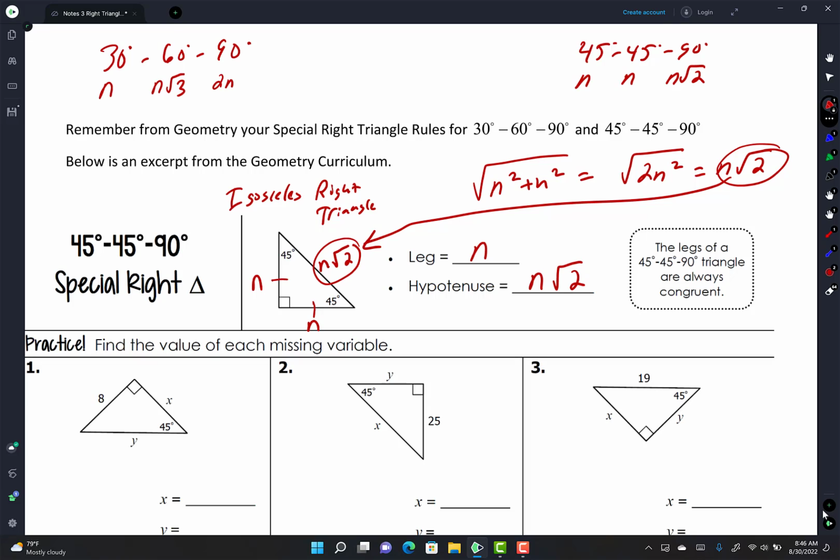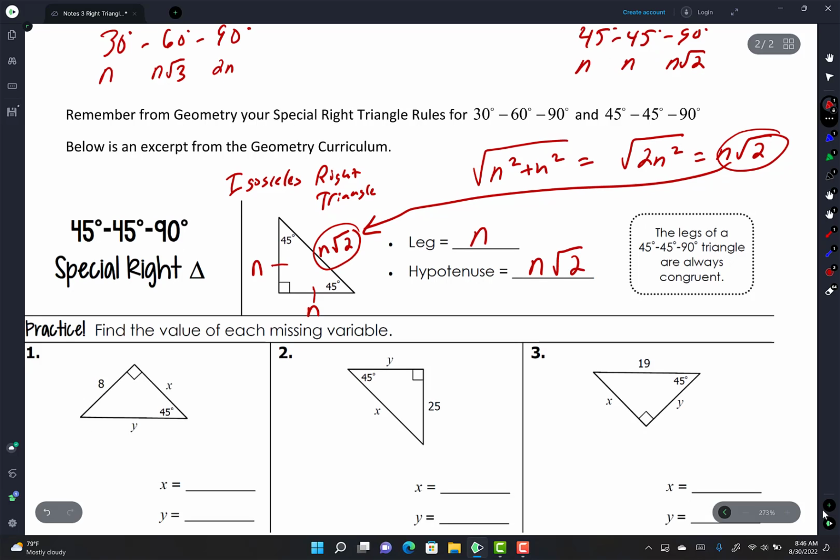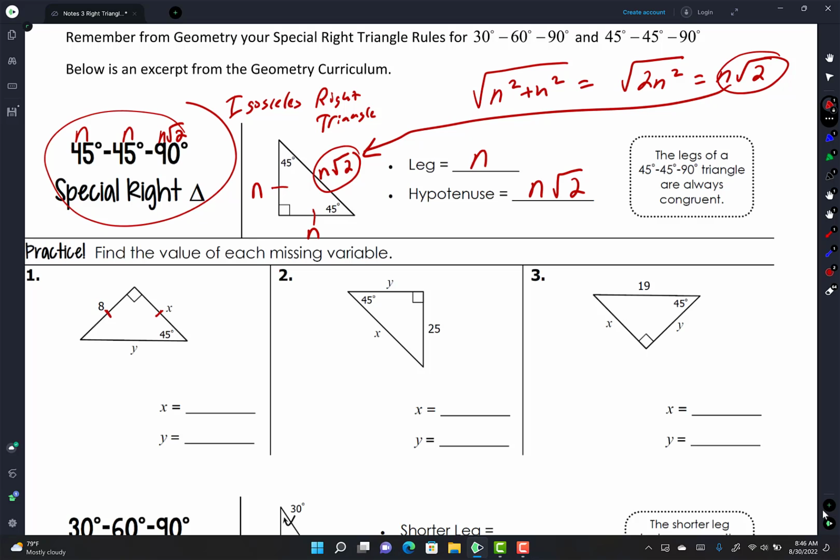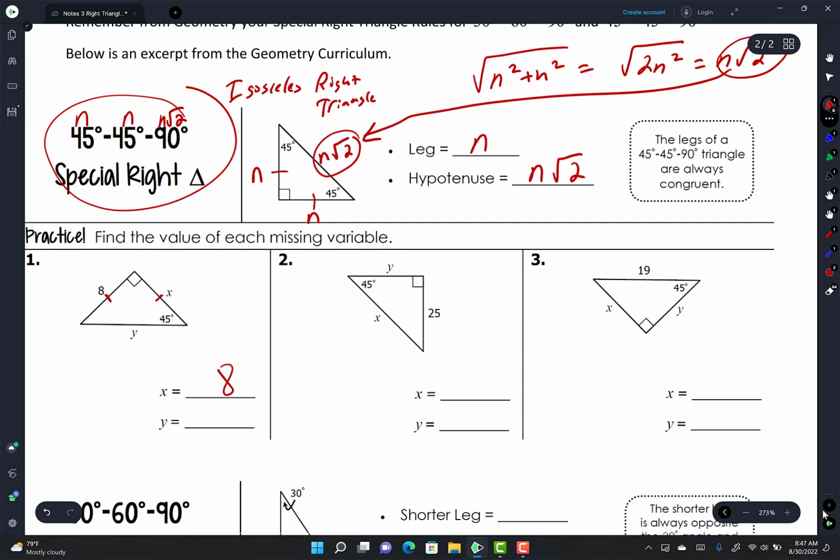All right, here we go. All I'm doing is using my formula for 45-45-90, n square root of 2. They're telling me that this leg is 8. So that means this leg, where the x is at, must also be 8. Do you see how we did it, guys? The hypotenuse must be 8 square root of 2. That is the perfect length.